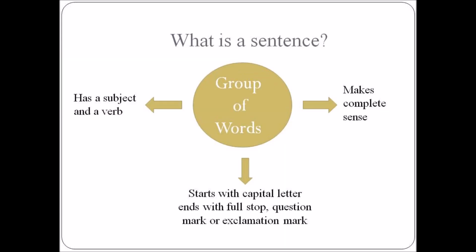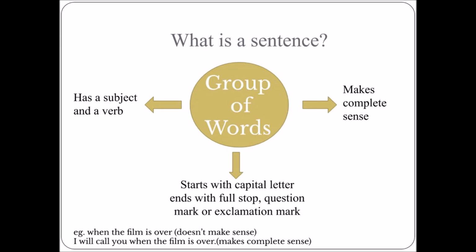What is a sentence? A sentence is a group of words that make complete sense, has a subject and a verb, and starts with a capital letter and ends with full stop, question mark, or exclamation mark. Now read the example given over here. The group of words which are written in the first one, when the film is over. Does it make a complete sense? No. That means it is not a sentence.